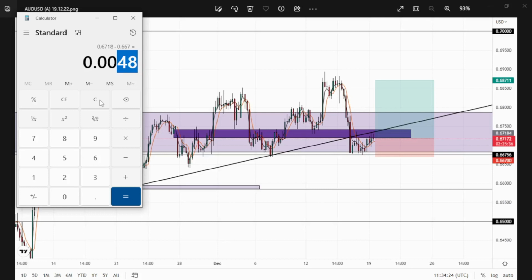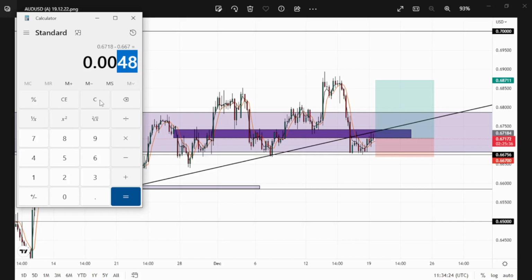If I had a $20 account, losing $4 can't really affect that account, because I know over a period of time the numbers will be in my favor. So let me also work out the number of pips for my take profit.